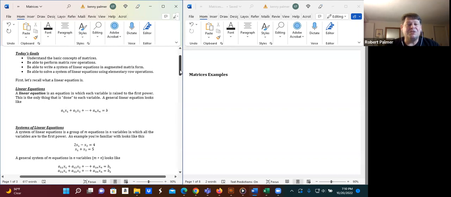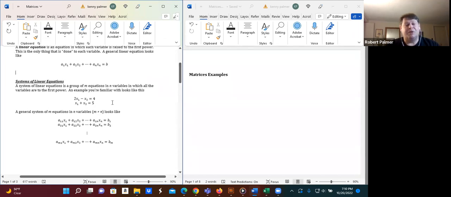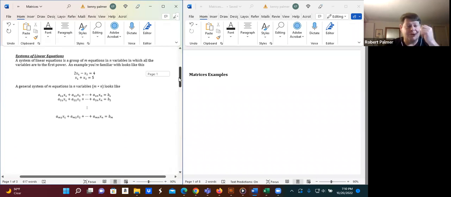Now, let's talk about systems of linear equations. If you've seen a previous video, you're probably most familiar with solving systems of linear equations with two equations and two variables. It looks like this. Instead of using x and y, I'm using x1 and x2. This is an example where you have two equations and two variables. But you can have many more equations and many more variables than that. So in general, you could have a system that looks like this.